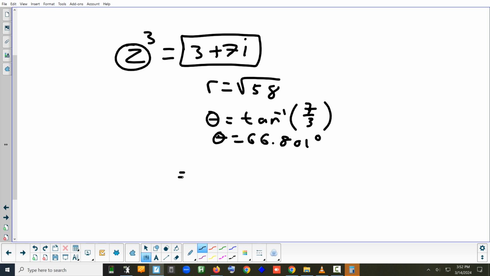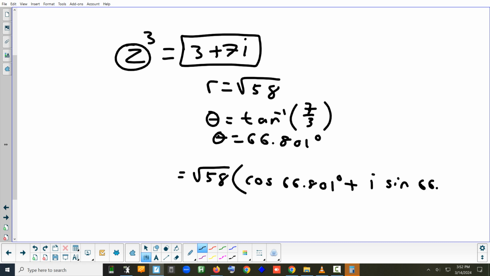Okay, so now what are we going to put on the right side? Square root of 58, right? Parenthesis, cosine 66.801 plus i sine 66.801.